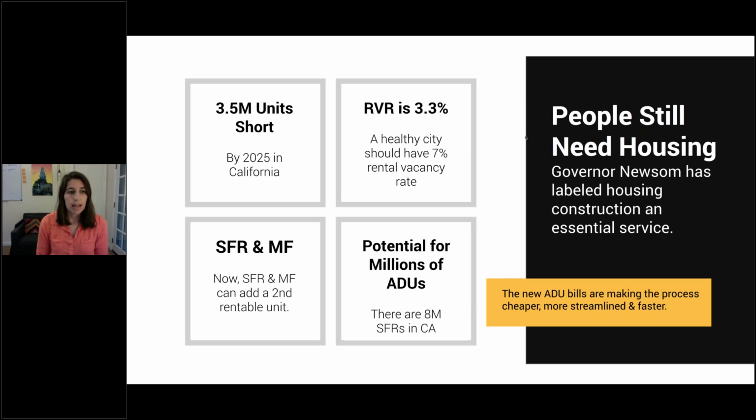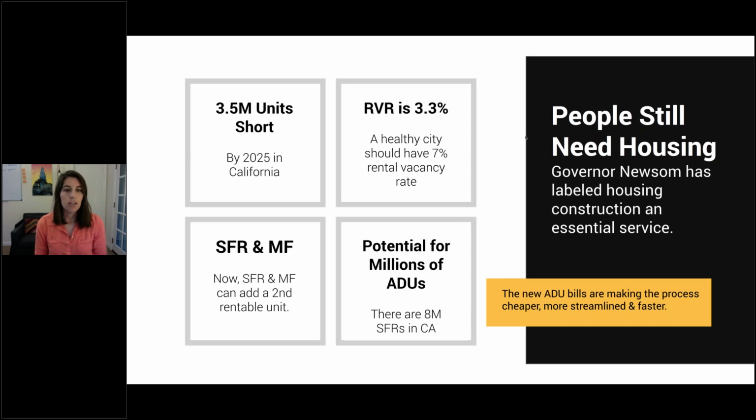With that being said, within 5 years, California is going to be 3.5 million units of housing short, which is a gigantic gap for us to overcome. It's part of the reason why we've been seeing so many ADU bills coming through the state that have been making everything a lot easier for people.